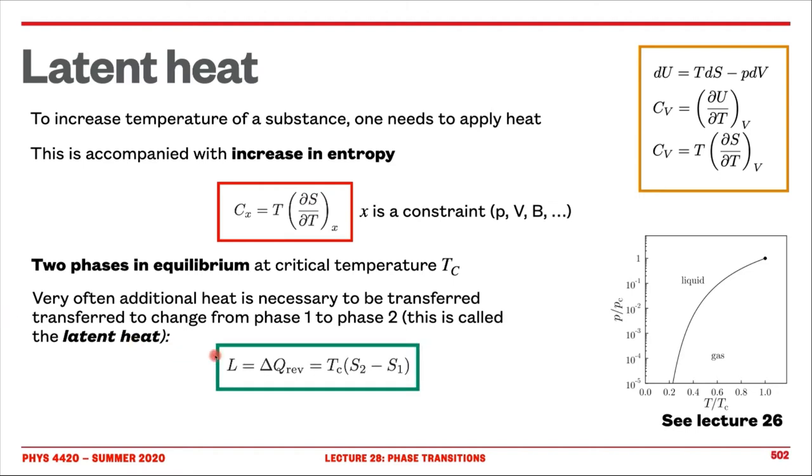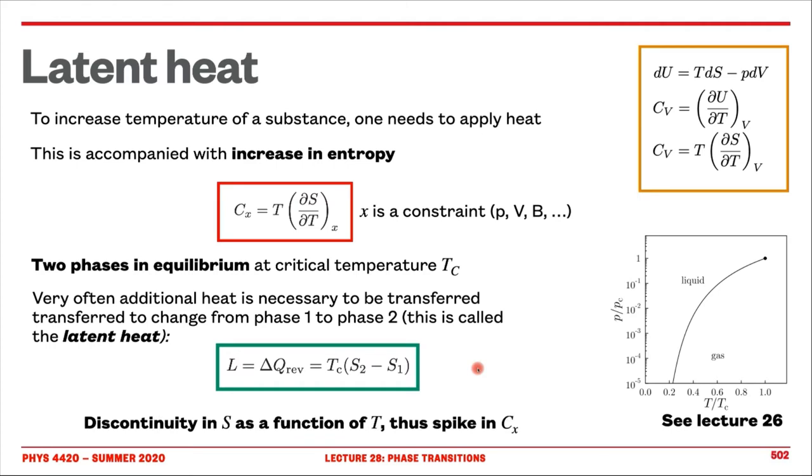So the latent heat, we are going to call it L, is this heat transfer that we need to move from one phase to the other. And of course, from the definition, we find that at least if we do this reversibly, this heat transfer is going to be equal to T times delta S, where T is the temperature, we are working here at the critical point, and S2 and S1 are the entropy of the two phases that we are looking at.